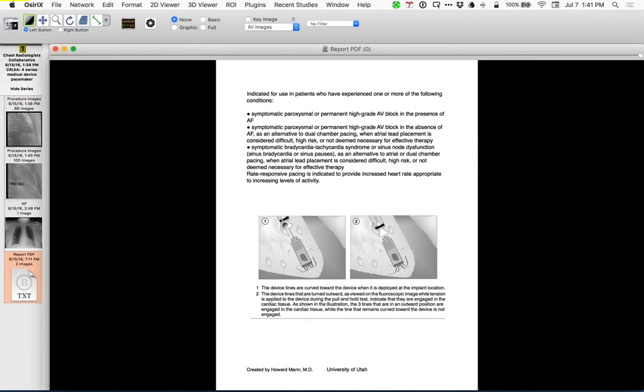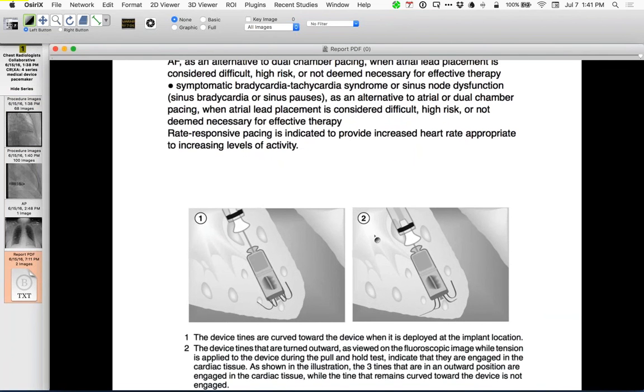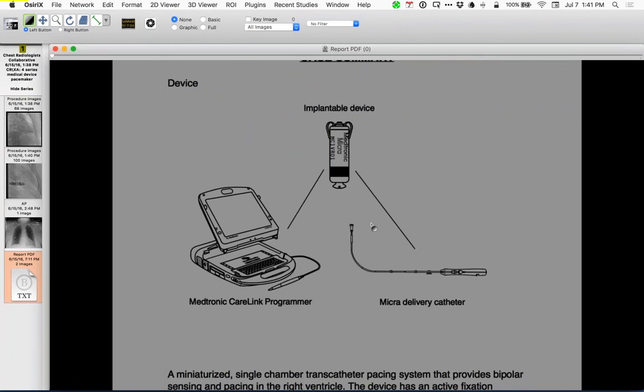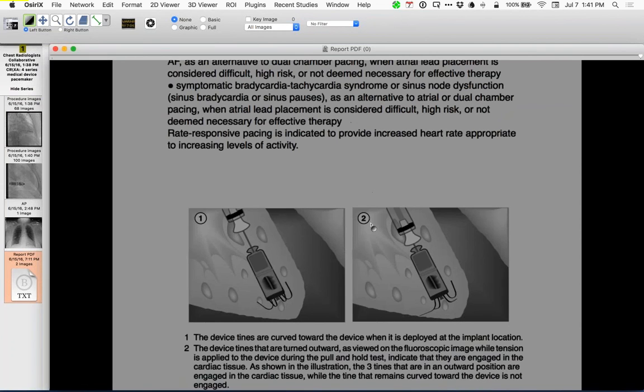Yeah, here's a graphic of doing that pull test. I think you're right about that. So here you can see if they're engaged, they strip up like that when they attach that device and pull on it.